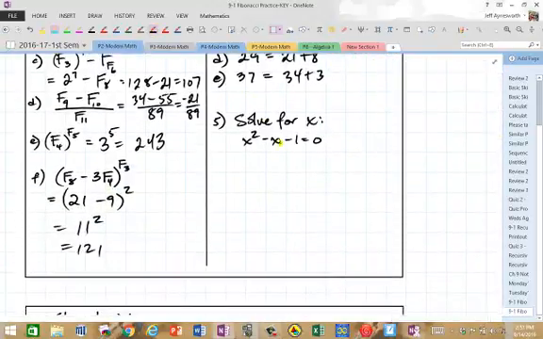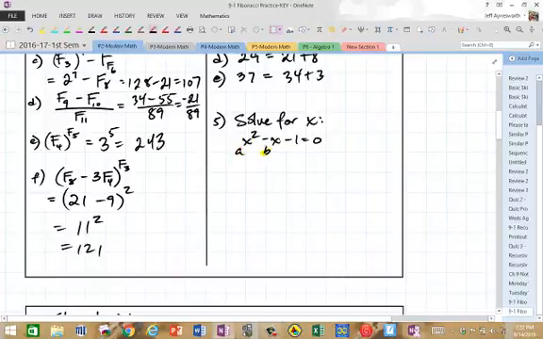All right, number 5, quadratic time. So A, B, and C. A is equal to 1. It's the coefficient right here. B is -1, and C is -1. So A is 1, B is -1, C is -1.